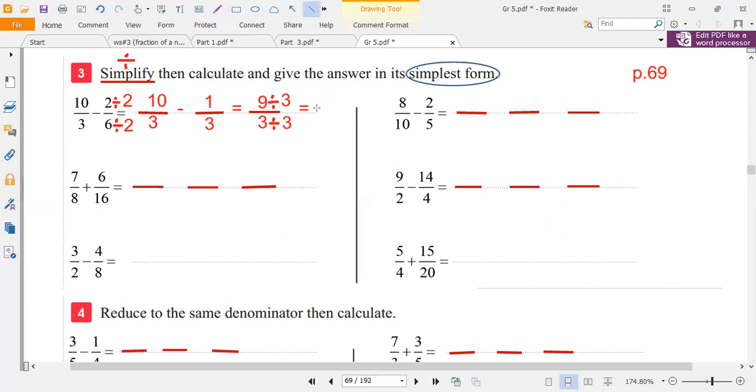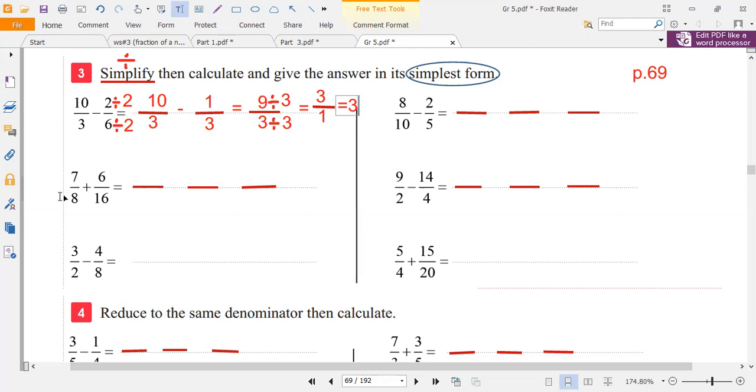Nine divided by 3, 3. 3 divided by 3, 1. So 3 over 1. But 3 over 1 is equal to 3. Any fraction whose denominator is 1 is equal to the numerator. 3 over 1 equals 3.